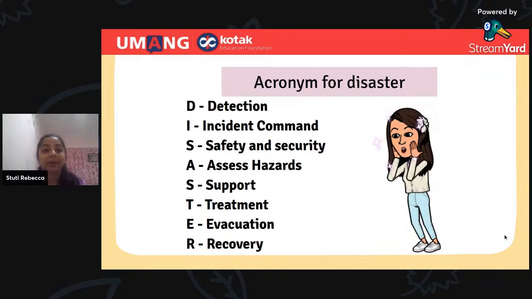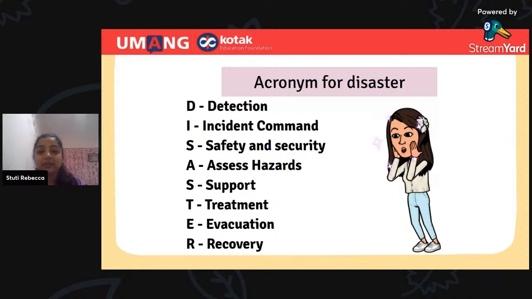Next letter is S. S stands for safety and security. Write safety and security in the chat box, everyone. Perfect. From now onwards, I won't tell you to write it in the chat box. You'll have to do it on your own. Okay, we'll continue. Come on.